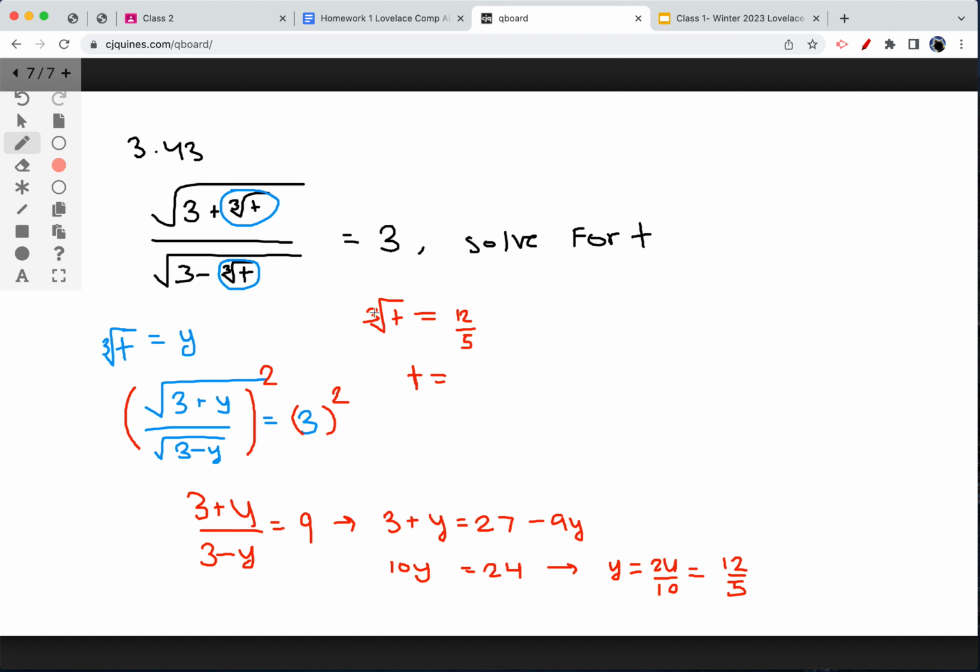So we know that the cube root of t is equal to 12 over 5. So then we just cube both sides, or raise it to the third power, and you'll get 12 cubed over 5 cubed is our only possible value of t. So yeah, there's basically nothing special about this problem, except over here you substitute y is equal to the cube root of t, you square both sides, and you solve for y, and then you solve for t.